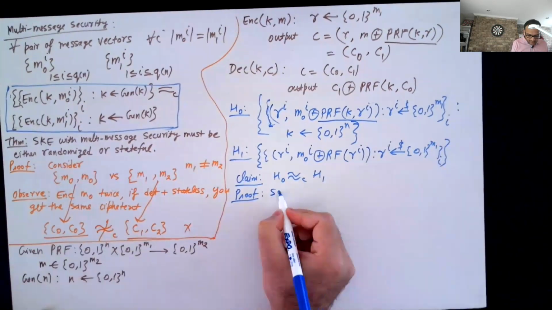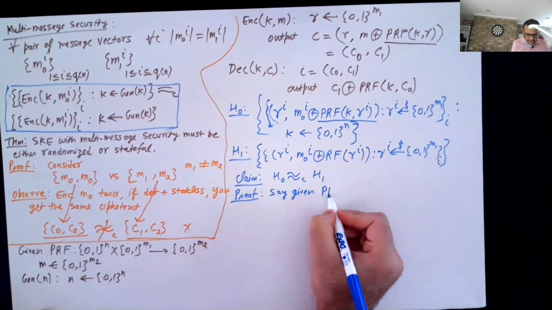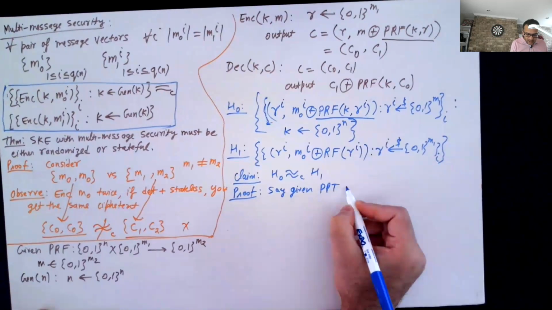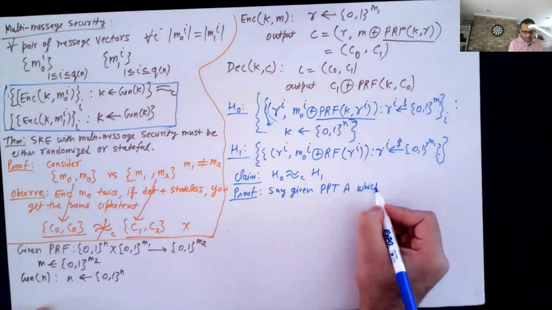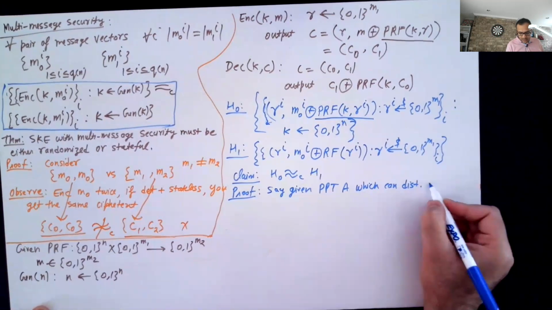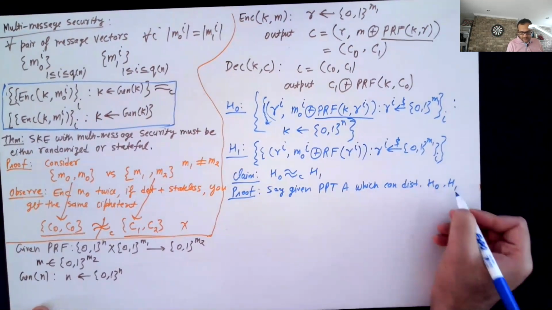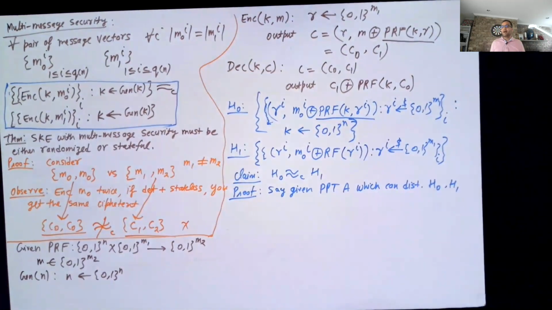So say you are given a PPT adversary A, which can actually distinguish H0 and H1. What this means is that this PPT adversary takes a sample from either H0 or from H1 and then can tell apart these samples in some sense.